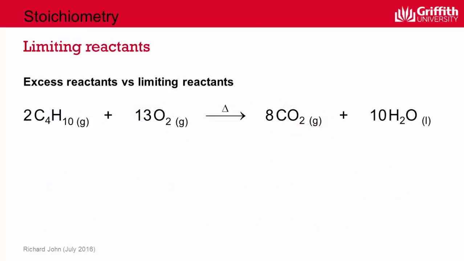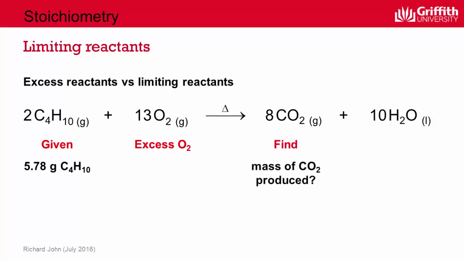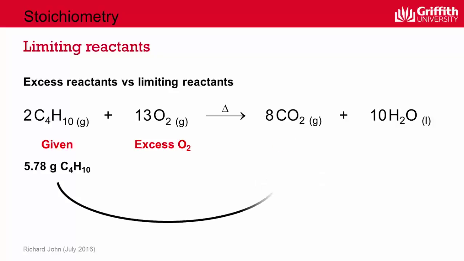So if we look at a scenario that we looked at in the previous video, we were given 5.78 grams of butane and we had an excess of oxygen, and we were asked to find the mass of carbon dioxide in this chemical reaction for the combustion of butane. And what we actually found under those conditions, when we were given 5.78 grams of butane, we produced 17.5 grams of carbon dioxide. You've got to remember, in that scenario, oxygen was said to be in excess, and so therefore butane was the limiting reactant. So the moles, and therefore the mass of carbon dioxide produced, was determined by the starting moles and the starting mass of butane.